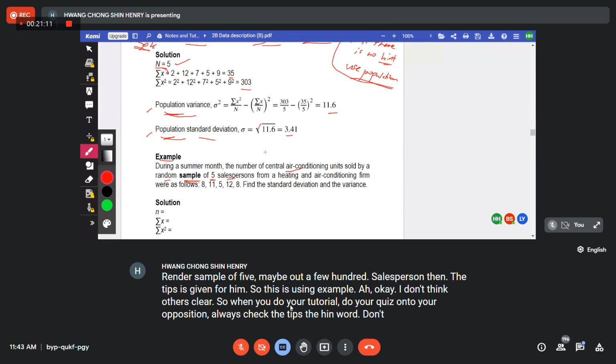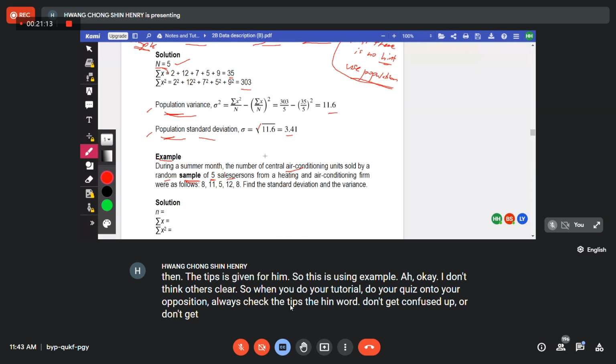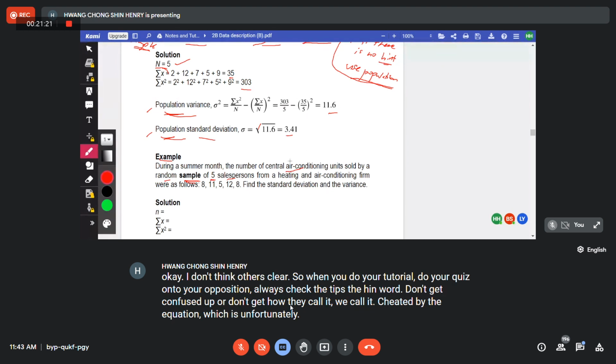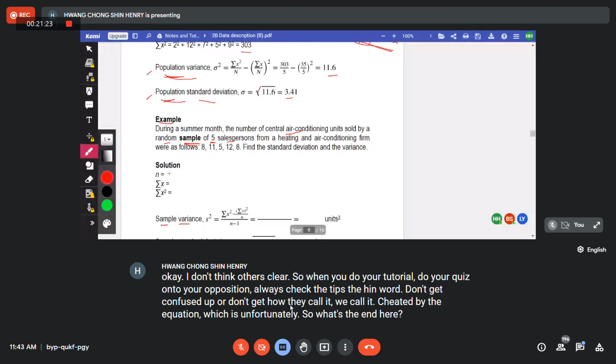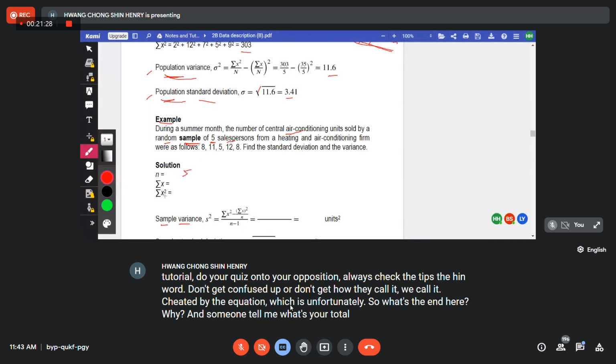Don't get confused, or don't get cheated by the questions, which is unfortunate. So what's your N here? 5. Can someone tell me what is your total X and total X square?